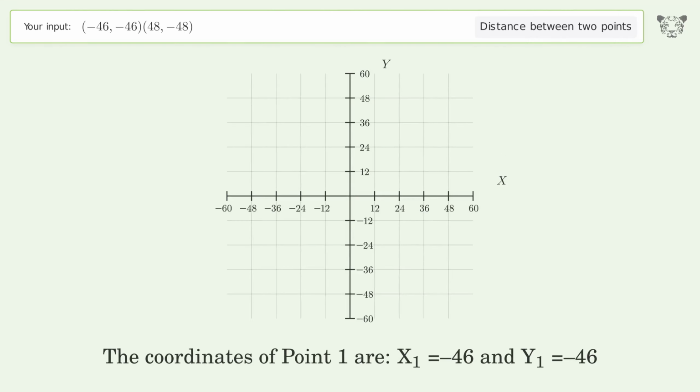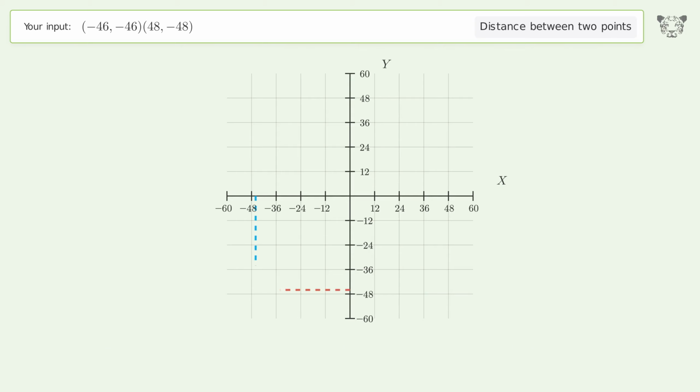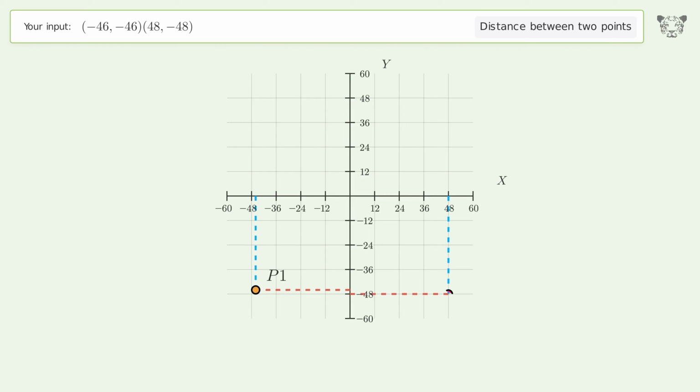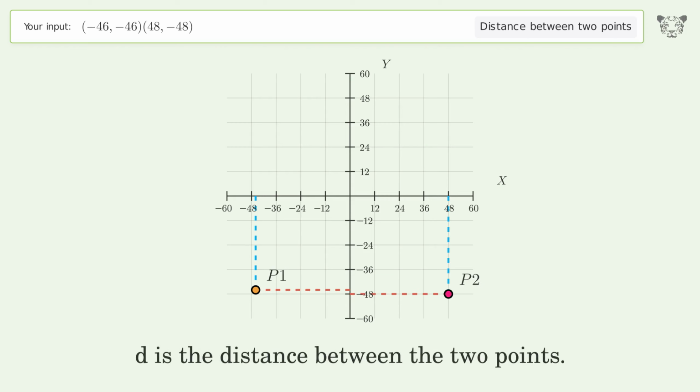The coordinates of point 1 are, x1 equals -46 and y1 equals -46. The coordinates of point 2 are, x2 equals 48 and y2 equals -48. D is the distance between the 2 points.